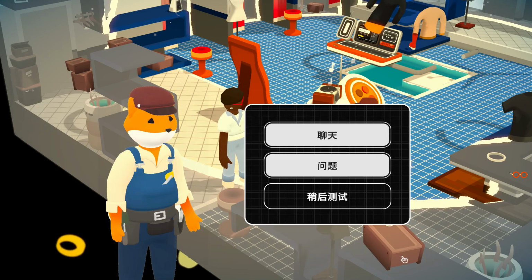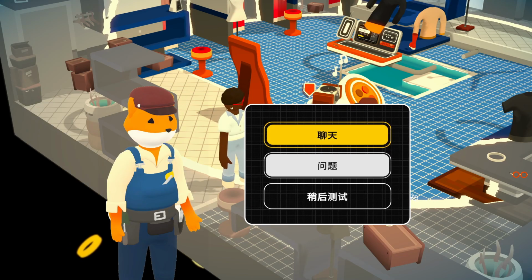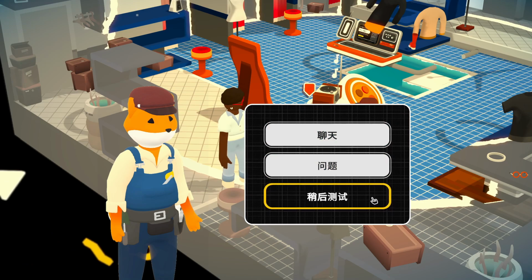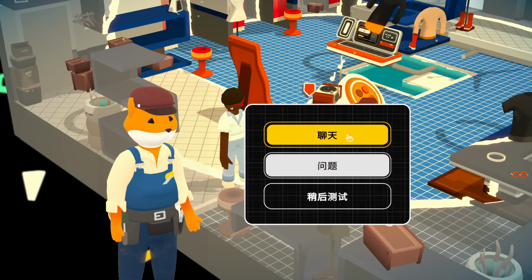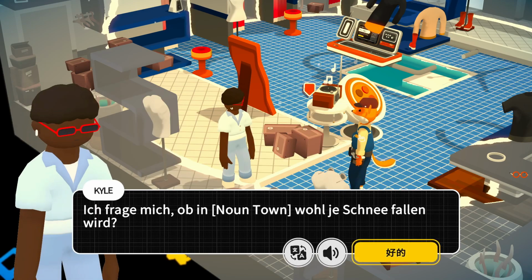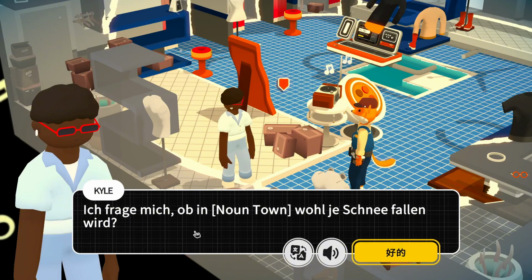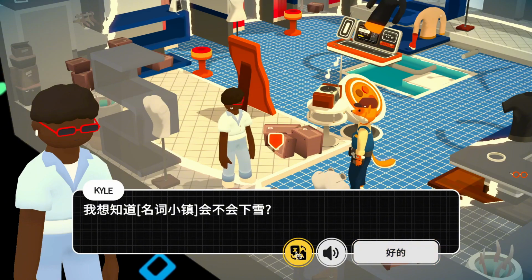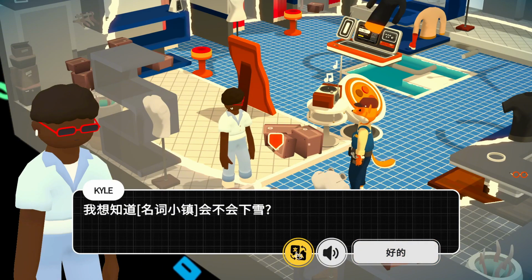After clicking OK, 3 options will pop up. You can chat, you can ask questions, and you can just leave the conversation. If you click on chat, the character will say something, and of course, it is not necessarily beginner friendly. And of course, you can translate. So click OK to leave the conversation.